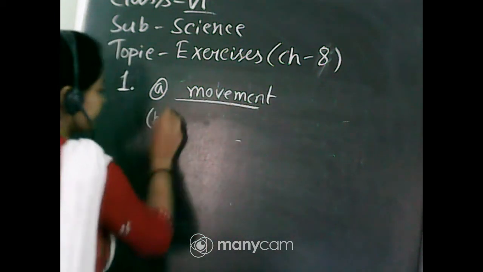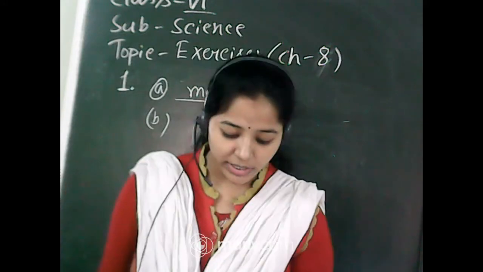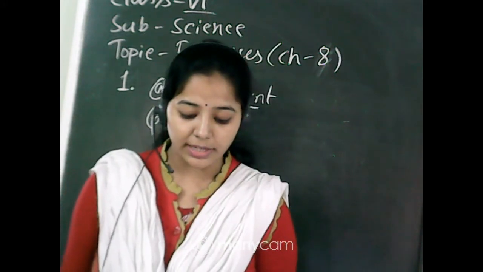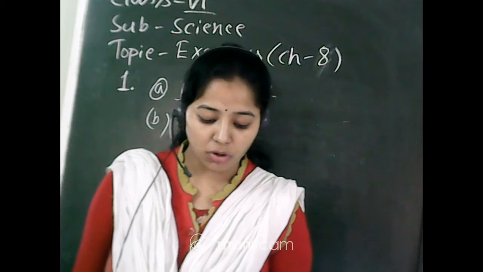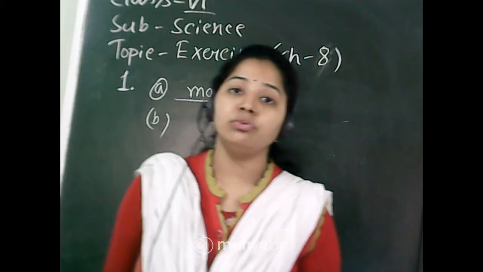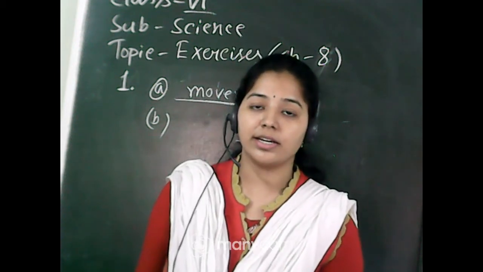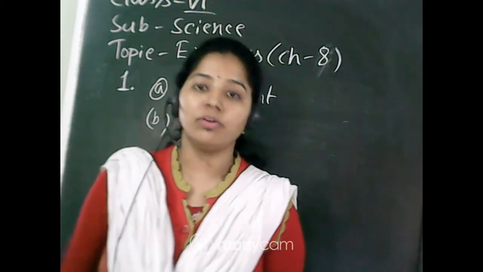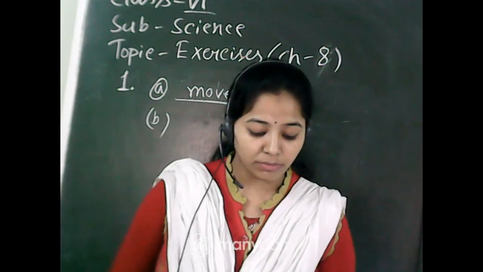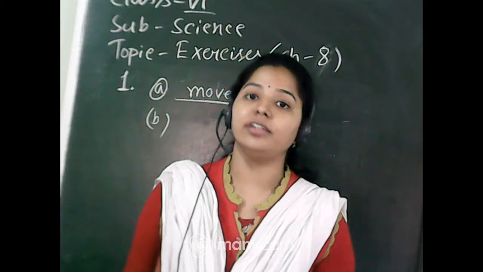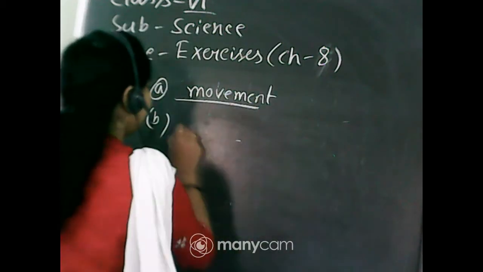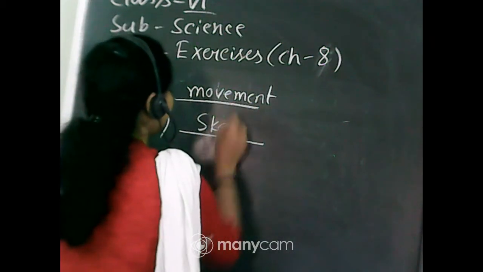Next question. A combination of bones and cartilage forms the dash of the body. The combination of bones and cartilage makes the framework of the skeleton. So the combination of bones and cartilage forms the skeleton of the body. So here the answer will be skeleton. Understood?